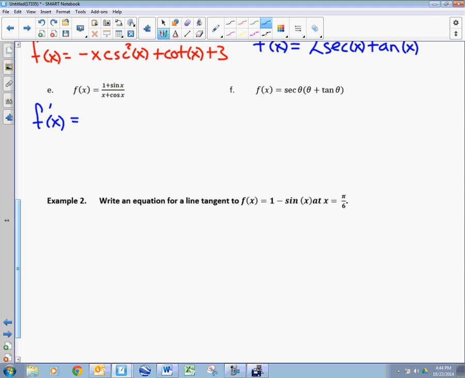The derivative of the top, cosine of x, times the bottom left alone. Minus the derivative of the bottom. Derivative of the bottom is 1 minus sine of x times the top. All divided by the bottom squared.